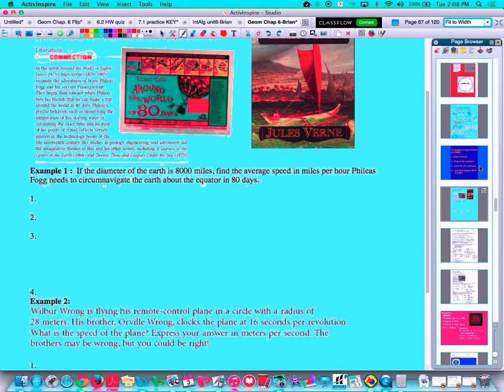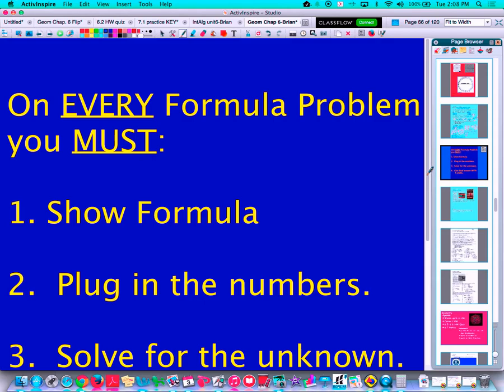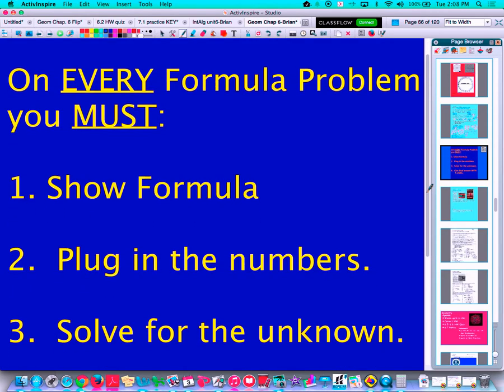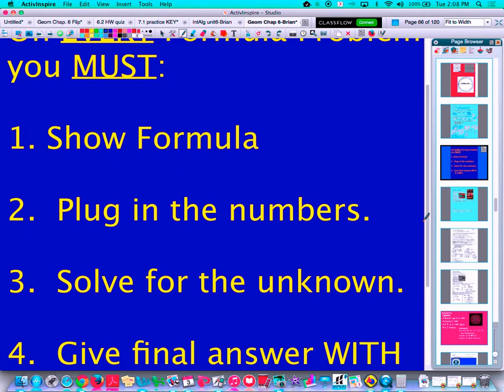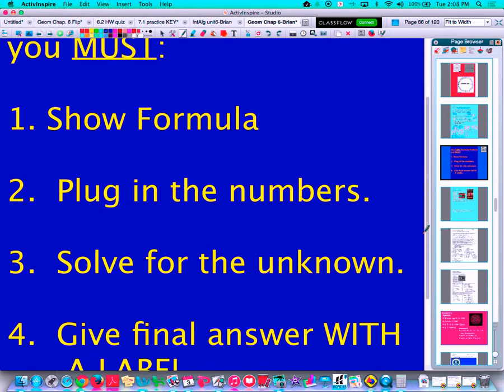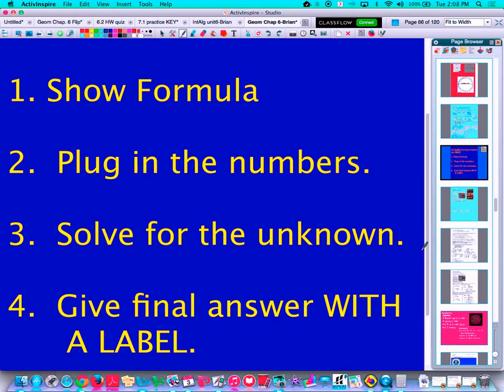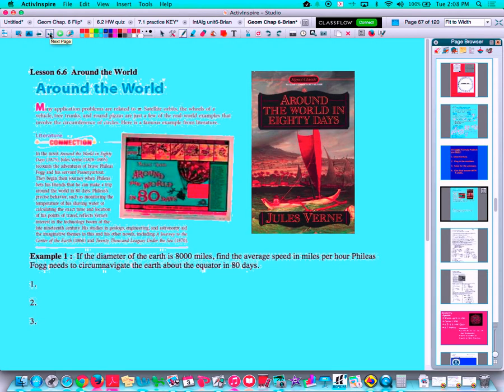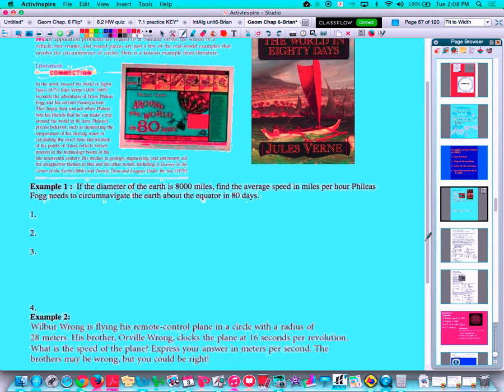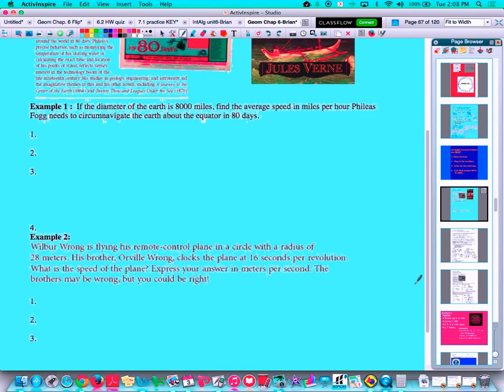You'll notice here that I have laid out our problems, particularly the word problems, with the 4 steps already there. So I want you to remember, on every formula problem, for now until the end of the year, I want to see you show the formula, plug in your numbers, solve for the unknown, and give a final answer with a label. I'm reminding you of that by numbering these steps.